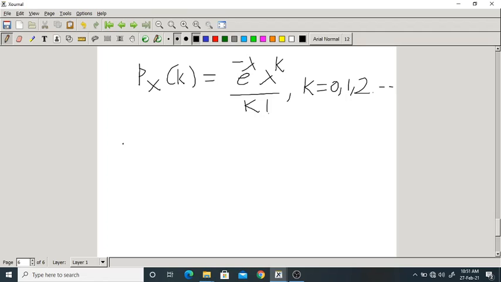Here, but we have something very important, summation over k or x. Px of k should be equal to 1. Sum of all PMFs should be equal to 1. How to solve this?